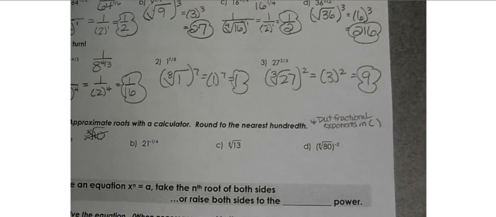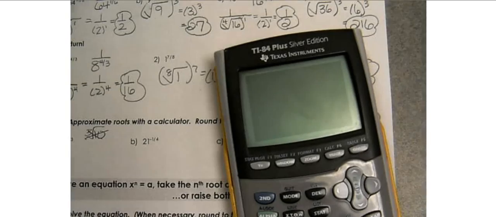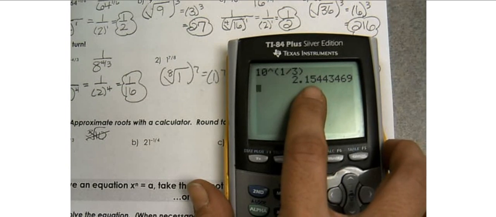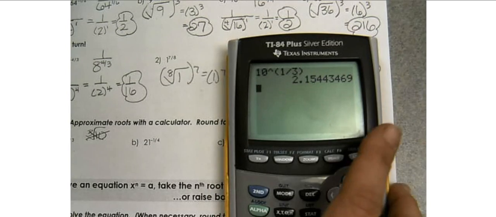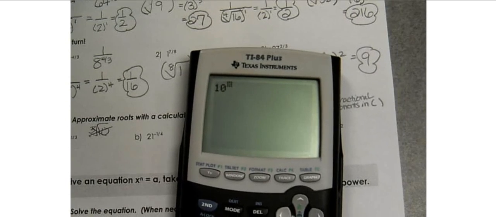So if you have the old operating system and you were doing letter A, okay, sorry about the glare here, is that better? So if you were doing letter A, you would do 10, and then you would press the caret key, and then just make sure if you have this operating system that you put the 1/3 in parentheses so you can evaluate. It asks us to round to the nearest hundredth or 2 decimal places, so that would give us 2.15.